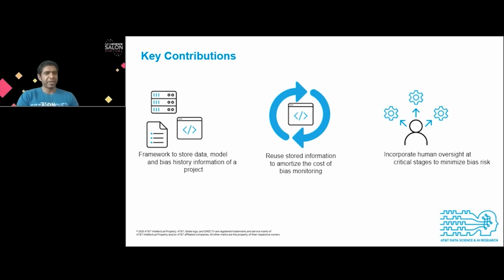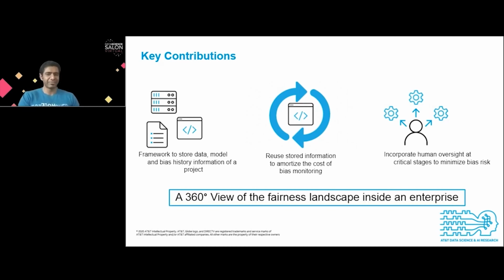In a sense, what we are talking about is having a 360-degree view of the fairness landscape inside an enterprise, so that you know exactly what has happened in past projects and what is going to happen in future projects based on those past projects. So you use the information in past projects to inform future projects, and then the future projects again go into the project database to inform more future projects. So that's the basic idea of SIFT.